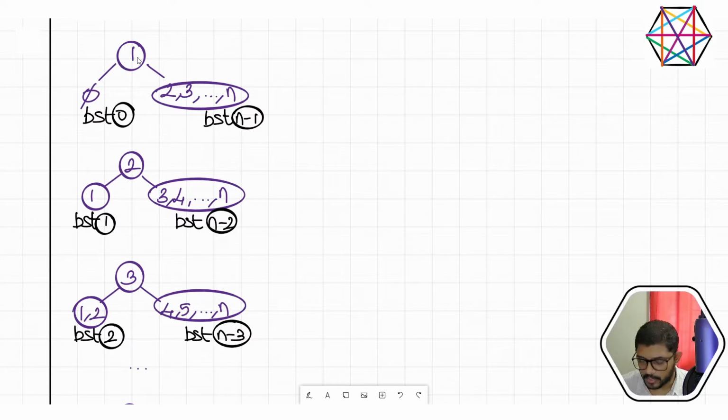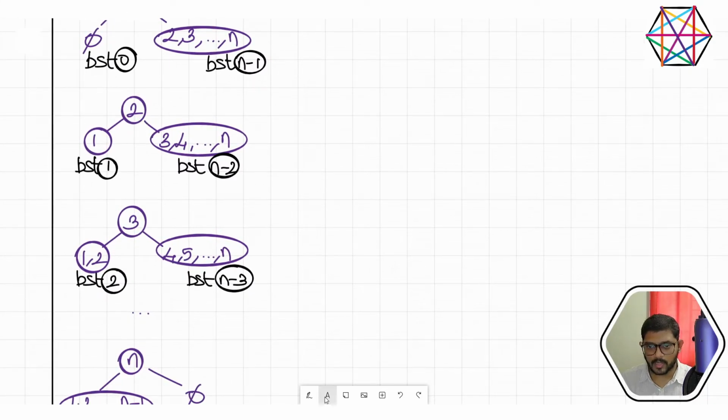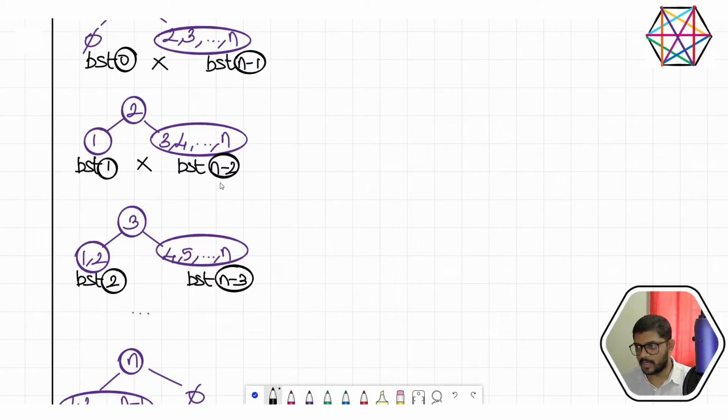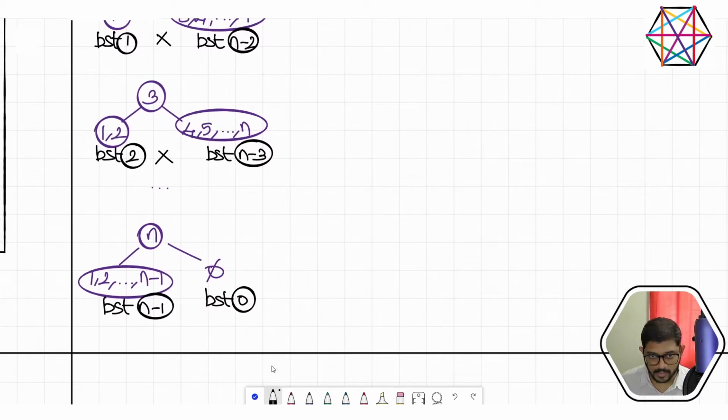If you keep the root node as 1, you can have BST of 0 times BST of n minus 1 number of structurally unique BSTs. If you take the root node as 2, you can have BST of 1 times BST of n minus 2. If you take the root node as 3, you can have BST of 2 times BST of n minus 3, all the way till the last option, which is if you take the root node as n, then you can have BST of n minus 1 times BST of 0 structurally unique BSTs.